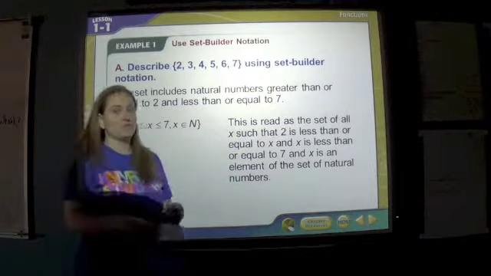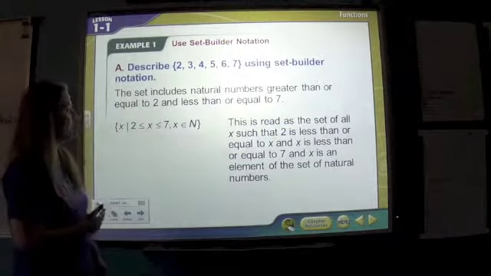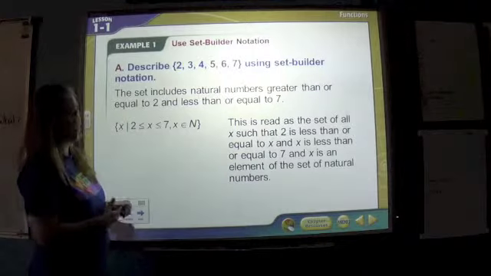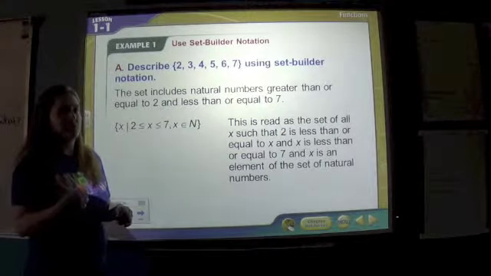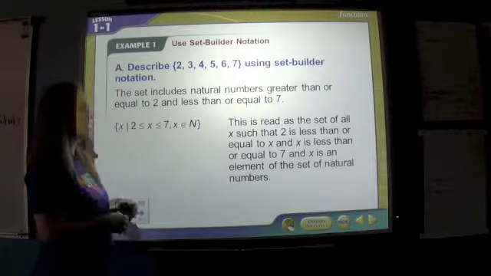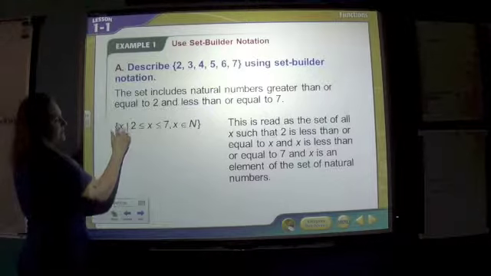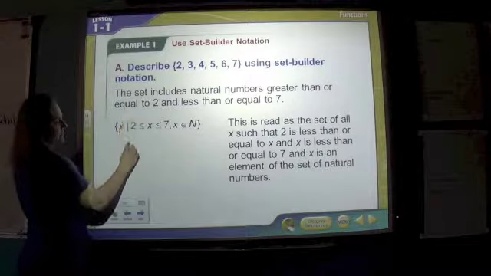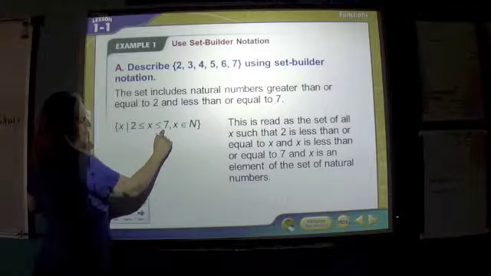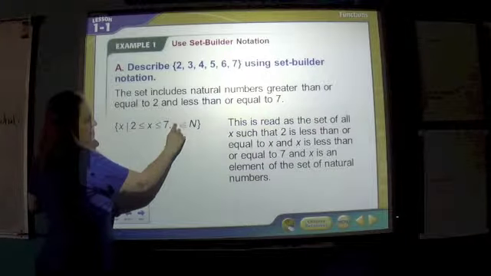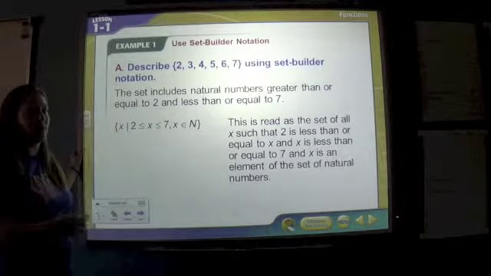So that's just the formal way of writing it. The reason you don't want to do rational numbers is because rationals can be fractions. But you want natural numbers. You could actually have also said whole numbers or integers, but you can't say rationals because that adds the fractions and the decimals and all that stuff. But again, it's your brace, x, a line, 2 is less than or equal to x, which is less than or equal to 7, comma, x is an element of natural numbers. So that's the formal way. That's set notation.